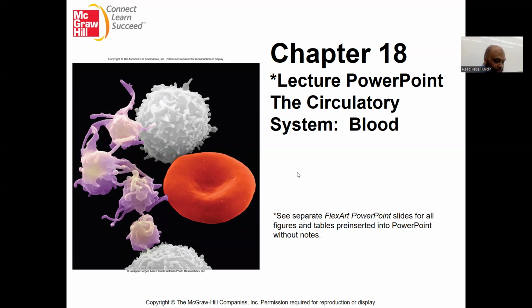Today we're going to be doing the first lecture in the circulatory system. So, everybody has heard of the cardiovascular system. That is not the circulatory system. They are not the same thing. They work together, but they are not necessarily the same.